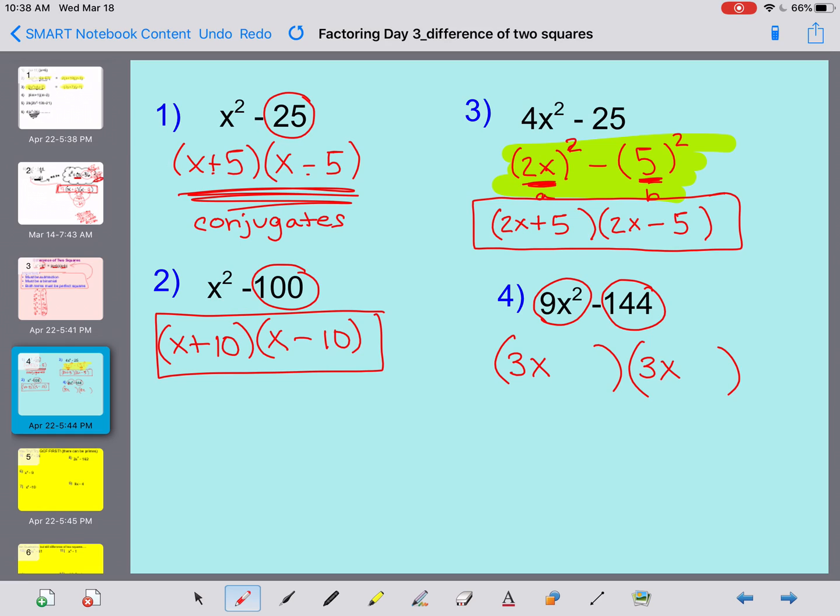Oops, I realized I just missed something. Rewind. I'm going to start over again, because I just realized this problem has a GCF, right? Both of these numbers are divisible by 9. If any of you caught that before me, good job. So I'm going to rewind here.